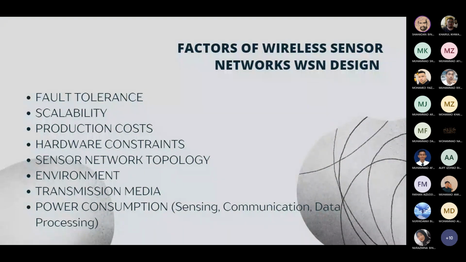Bismillahirrahmanirrahim. Boleh dengar ke? Hello? Boleh.